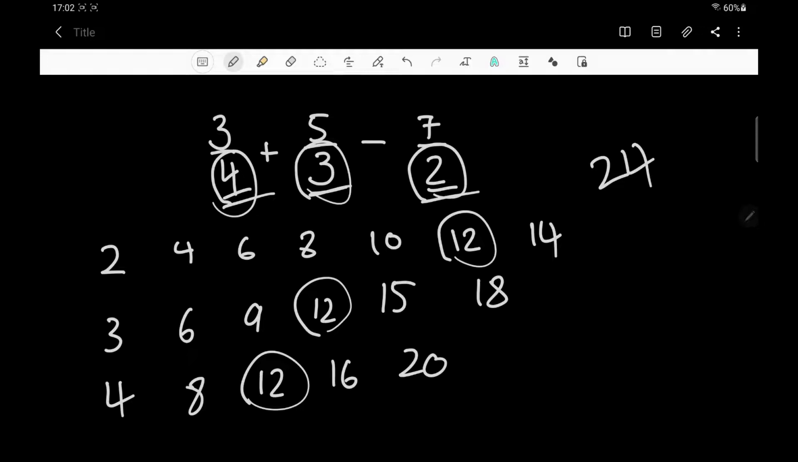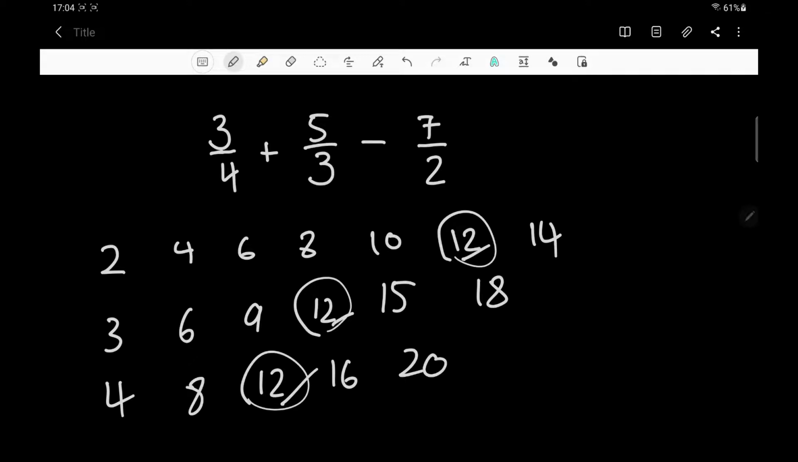So now that we know that the least common denominator is 12, let's multiply each fraction in such a way to get 12. So look at the first fraction. Let's multiply the top and the bottom by 3, because 3 times 4 is 12. For the second fraction, let's multiply by 4, because 3 times 4 is 12. For the third fraction, we have to multiply by 6 because 2 times 6 is 12.